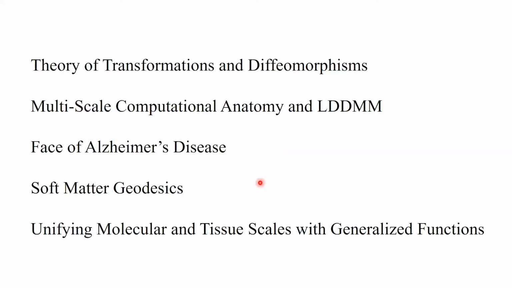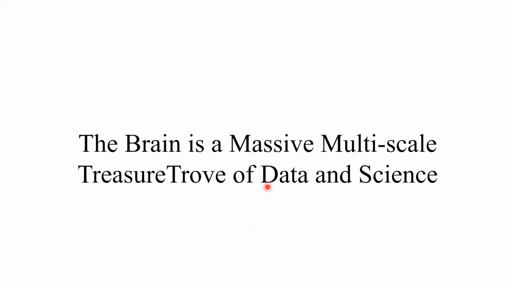So I'm going to talk about these topics if I get through them. I'm going to talk about the theory of transformations and diffeomorphisms. I'm going to talk about multi-scale computational anatomy and LDDMM. I'm going to talk about the face of Alzheimer's disease. I'm going to talk about soft matter geodesics. And I'm going to try to do the pointillism of molecular and tissue scales. And we're going to do it by unifying these scales with generalized functions. And I'll try to make that clear if I can.